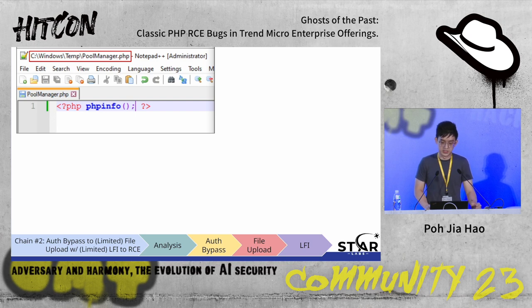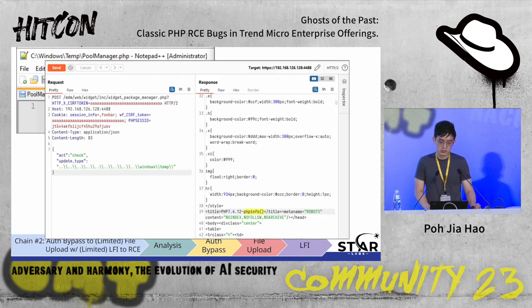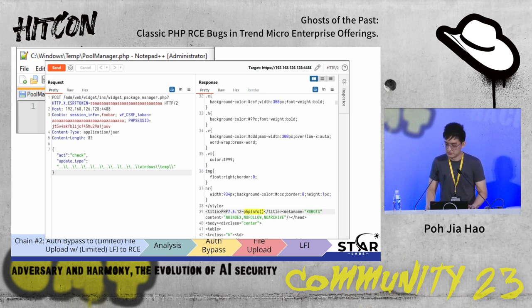Let's attempt to test the chain. Assume that we have used the upload primitive to upload our file to the temp directory, and it is called poolmanager.php. And this file contains just a simple PHP info invocation. Next, we send the request to the target endpoint, setting the update type to contain the path traversal sequence. We see the output of PHP info, demonstrating that our LFI was indeed successful.